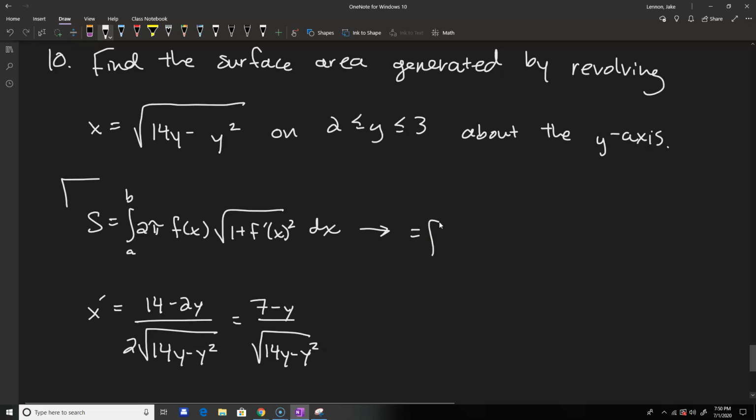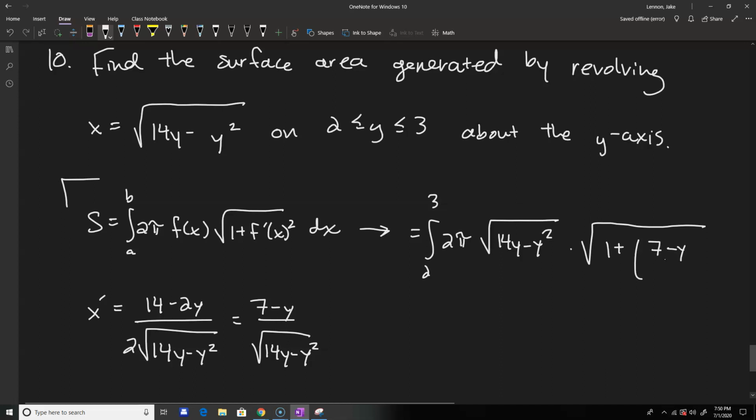So then our surface area here is going to become the integral from 2 to 3 of 2 pi times our function, the square root of 14y minus y squared, times the square root of 1 plus this derivative squared. So 1 plus the derivative we just found, quantity squared. So 7 minus y over the square root of 14y minus y squared, quantity squared dy.